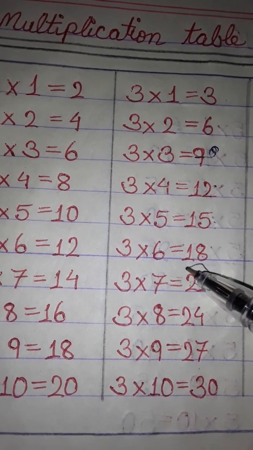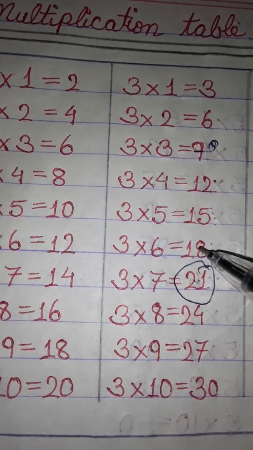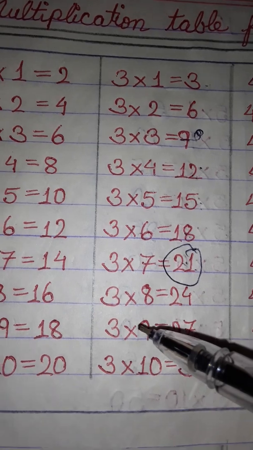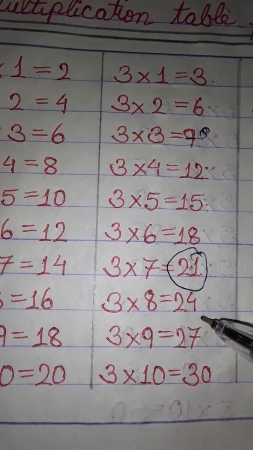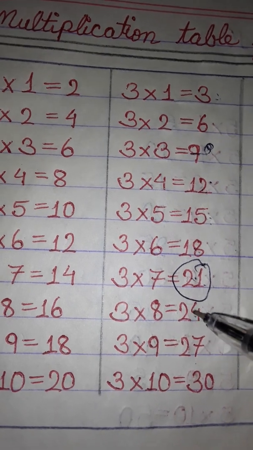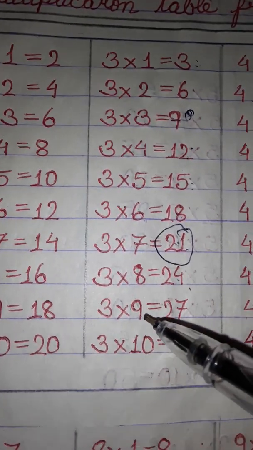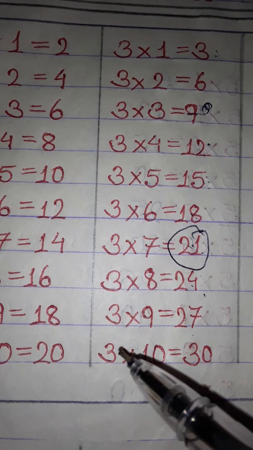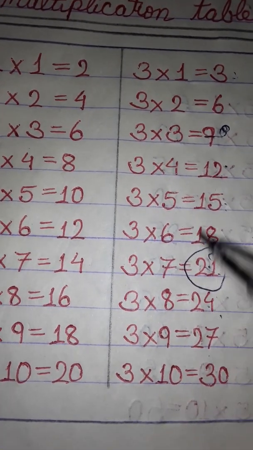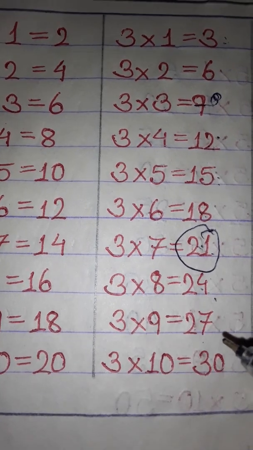But how did it come 21? For this you have to just add 18 plus 3, the answer will be 21. Now the next one is 3 into 8 is equal to 24. For this also the same process: 21 plus 3, the answer will be 24. Now the next one is 3 into 9, the answer is 27. For this you have to just add 24 plus 3, the answer will be 27.